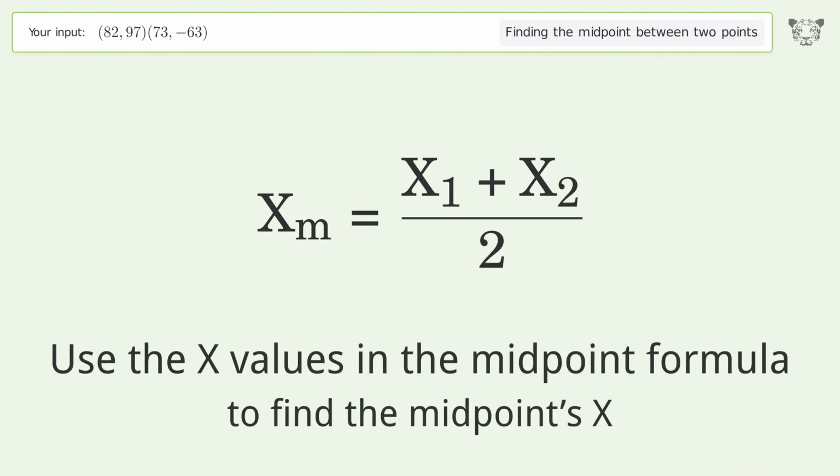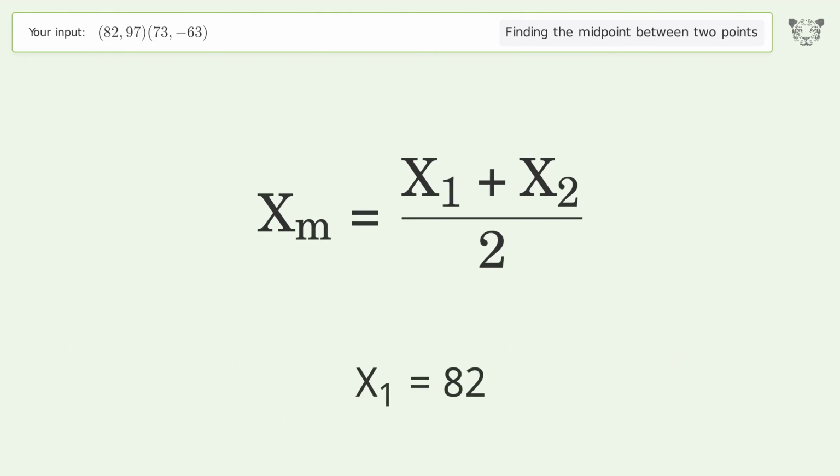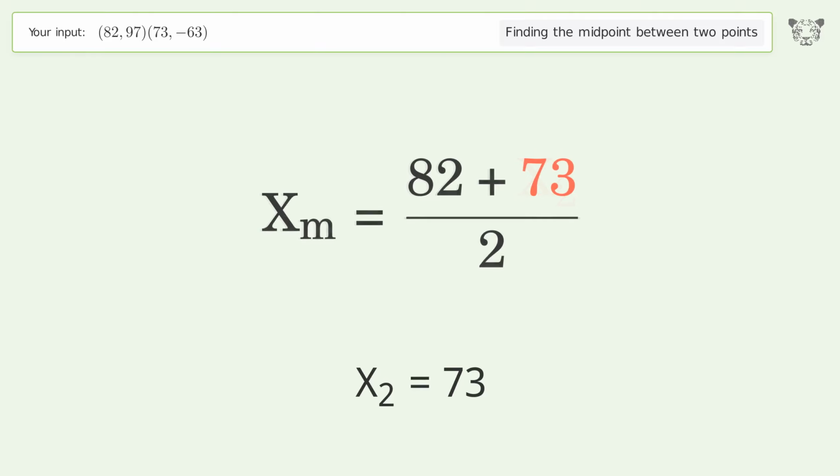Use the x values in the midpoint formula to find the midpoint's x. x1 equals 82. x2 equals 73. Simplify the arithmetic.